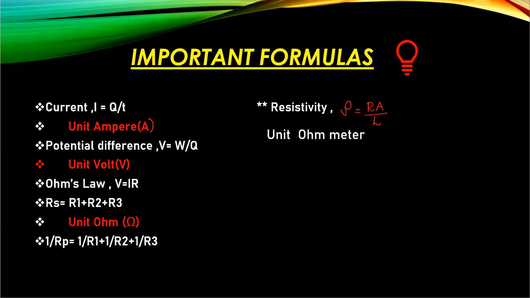Next is effective resistance connected in parallel: 1 upon Rp is equal to 1 upon R1 plus 1 upon R2 plus 1 upon R3. Next is resistivity. Resistivity rho is equal to Ra upon L, where rho is the resistivity, R is the resistance, A is area, and L is the length. Unit of resistivity is ohm meter.